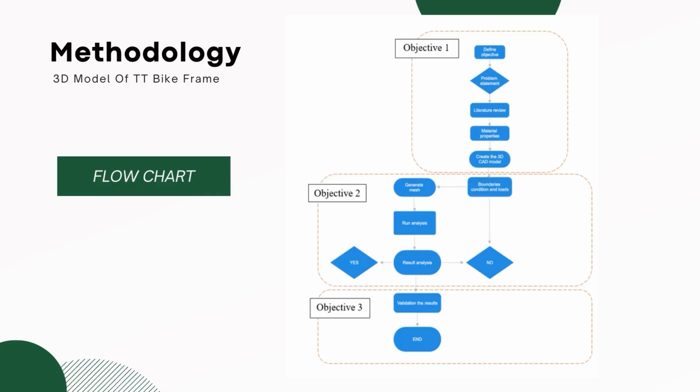For the methodology, first is define objective, second problem statement, third we do the literature review based on journals and articles. Next we select the material properties, then create 3D CAD modeling. Then we set the boundary conditions on the load. Next we generate the mesh and run the series. After running the series, we get the result and validate the result.